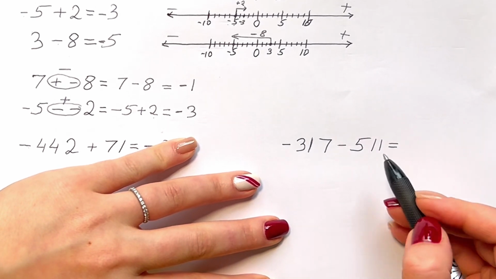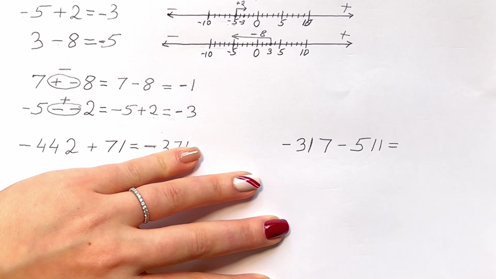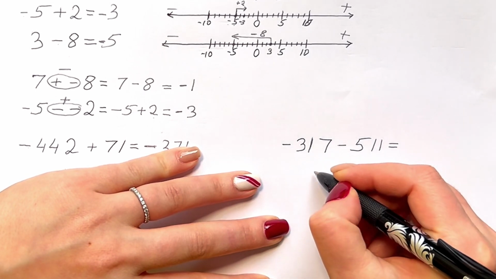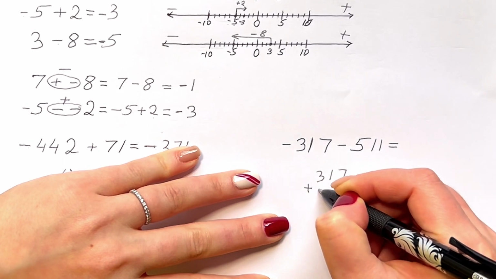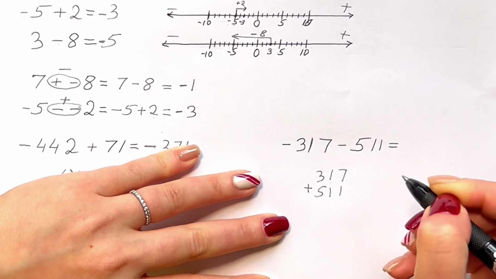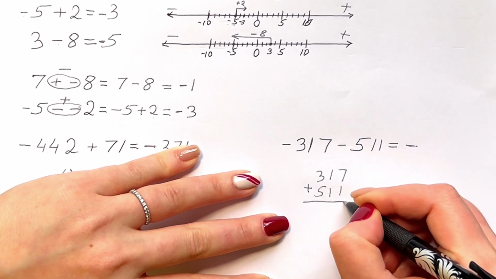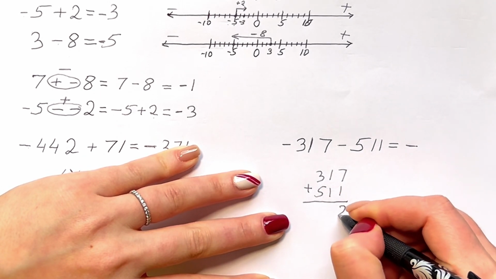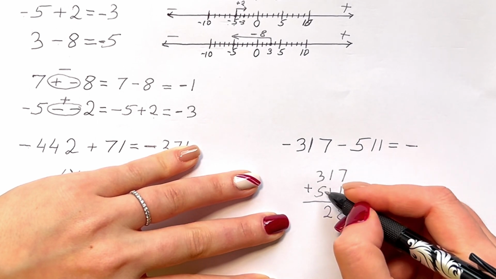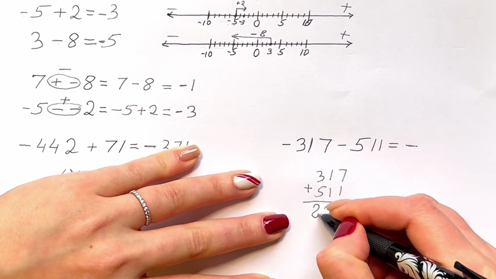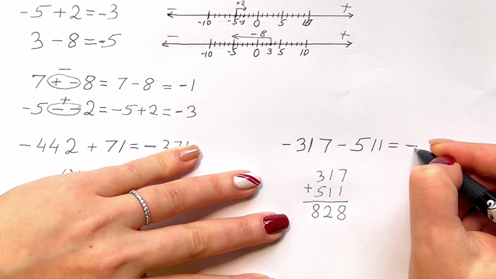Let's do one more example. I have two negative numbers. If I have two negative numbers, you already know we're gonna combine them together and put a negative sign. Okay, let's do that. 7 plus 1 is 8. 1 plus 1 is 2. 3 plus 5 is 8. So the answer will be negative 828.